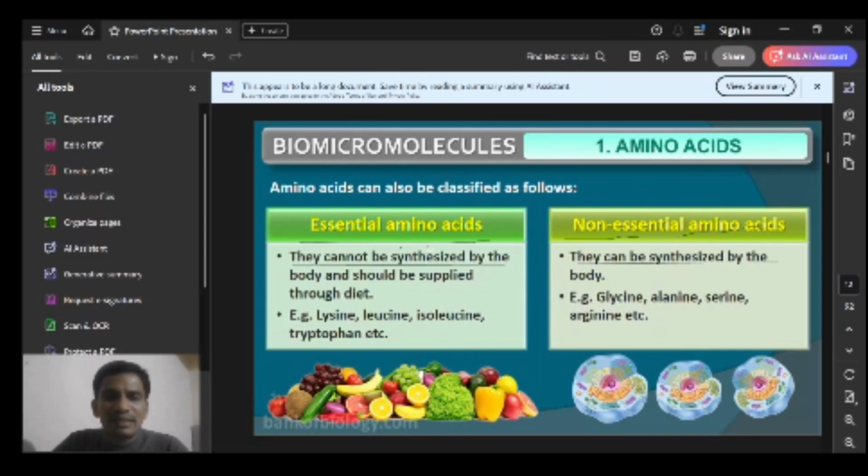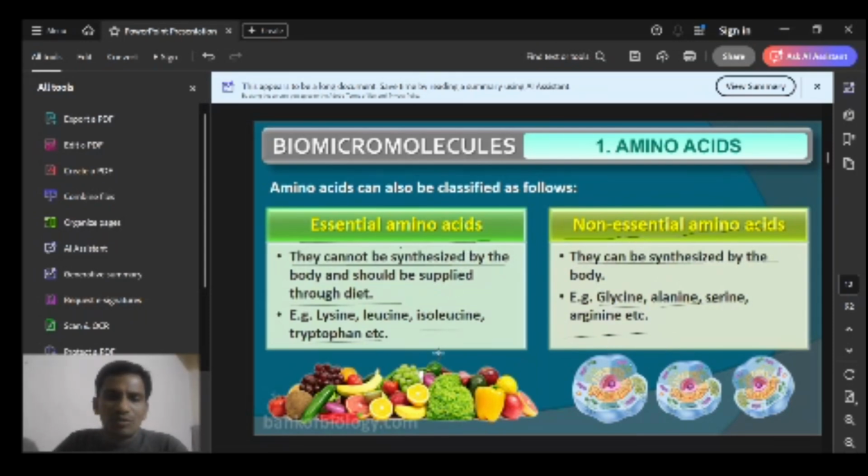Lysine, leucine, isoleucine and tryptophan are the essential amino acids. The non-essential ones are glycine, alanine, serine and arginine. The code is GASA: glycine, alanine, serine, arginine. These are the non-essential ones, and these are the essential ones, which we can take through food. The cell synthesizes these itself, that's why they are called non-essential.